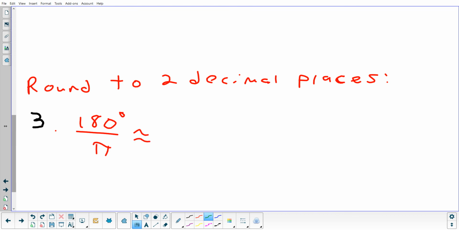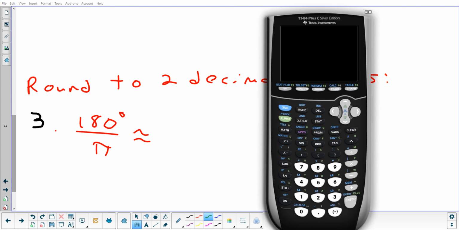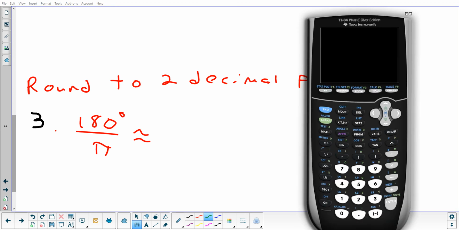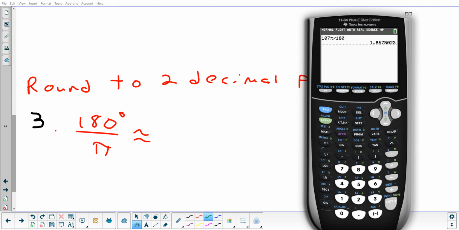Now, this one, let me do it with the pi button the way you should, and then let me do it with 3.14, and let's see if it makes a difference to 2 decimal places. Let's see. All right, so the way you should do it, 3 times 180, that gives you 540, divided by pi, that's 171.89. Okay, and if I'm looking for you to round it to 2 decimal places, 171.89 is what I'm looking for.